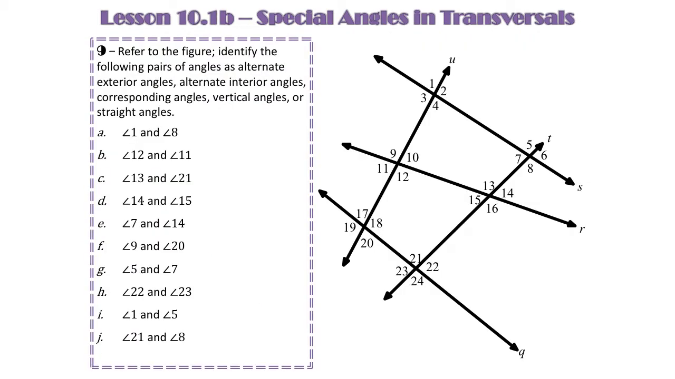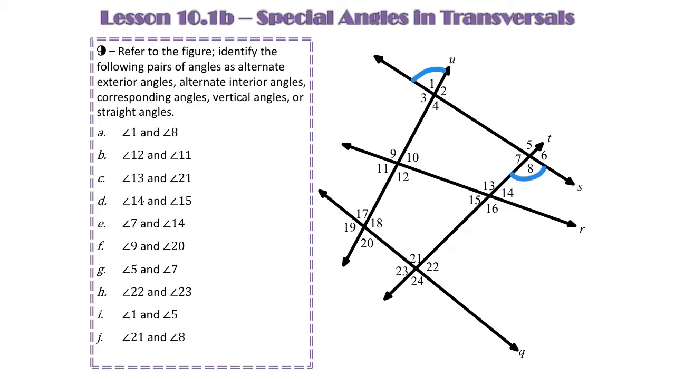So here's some angles that they've given us, some pairs of angles. We just got to determine if the relationship is alternate exterior, alternate interior, corresponding, vertical, or straight angles. Okay, so let's start with angles 1 and 8. Let's identify where they are first, 1 and 8 right here.